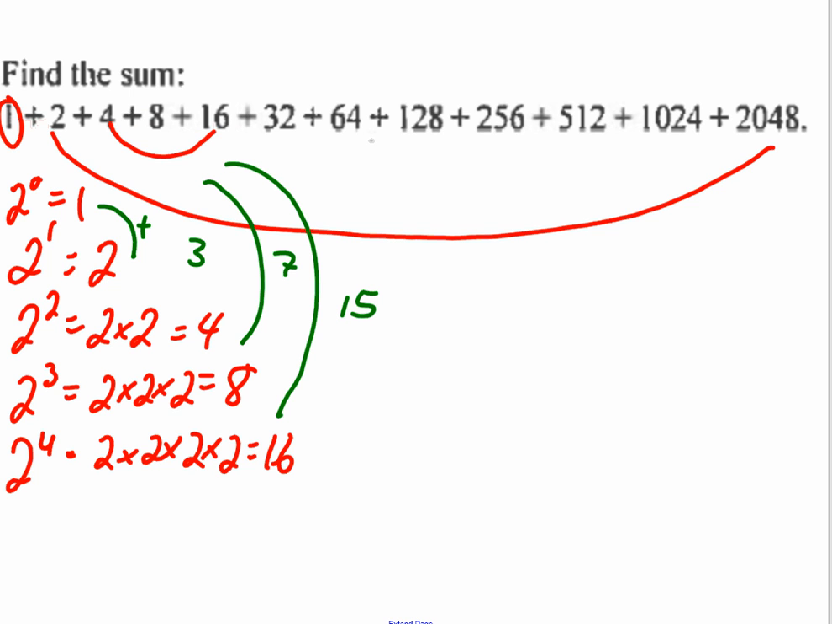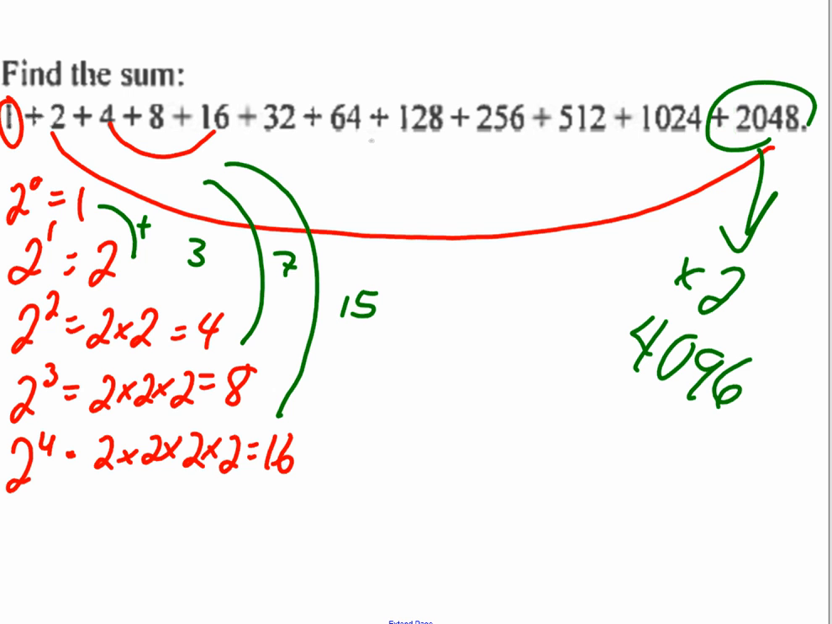So if I look at this then, if I were to add all of these together, I need to first figure out what 2048 is. And so if I look at 2048, the next power of 2, if I multiply that by 2, would be 4096. So that means if I were to add all these together, the sum is going to be 1 less than that number, which is going to be 4095.